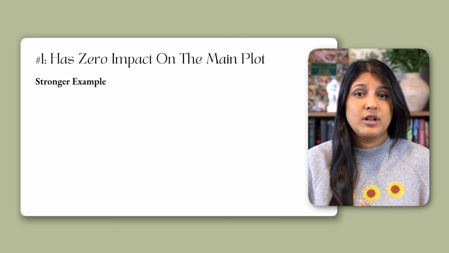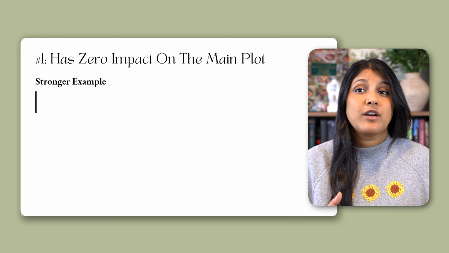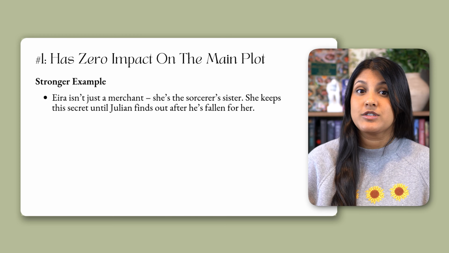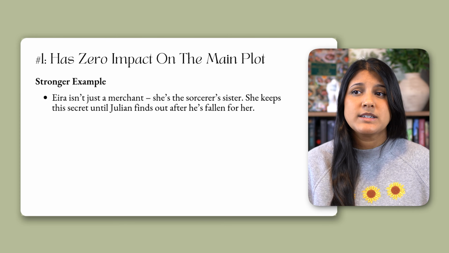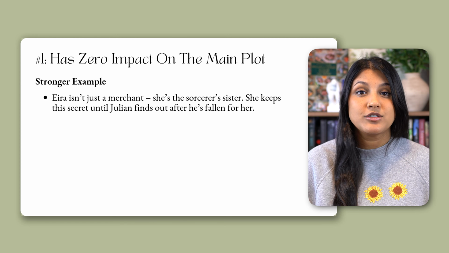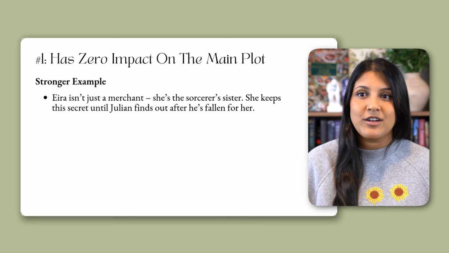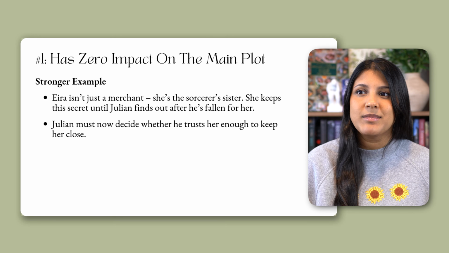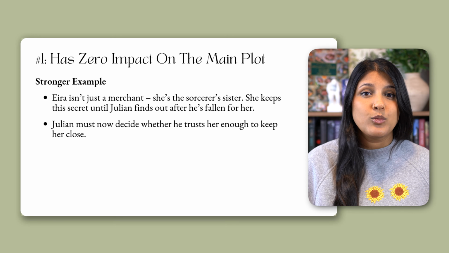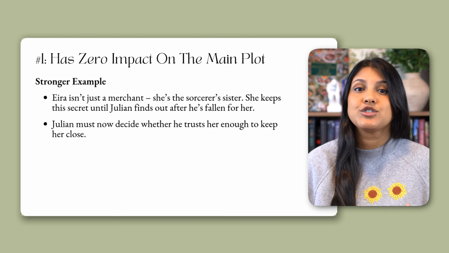So a stronger example of this would be, what if Era isn't just a merchant, she's the sorcerer's sister. She doesn't tell Julian this at first because she's ashamed of what her brother has become. Their romance develops and Julian genuinely falls for her. But when he discovers her connection to the antagonist, suddenly his mission gets complicated. Does he trust her? Can he love someone whose blood is tied to the person destroying his kingdom?